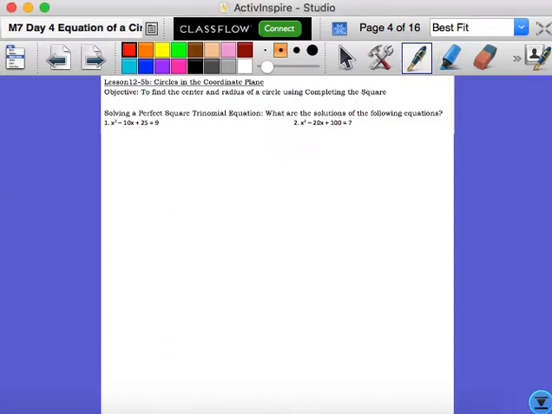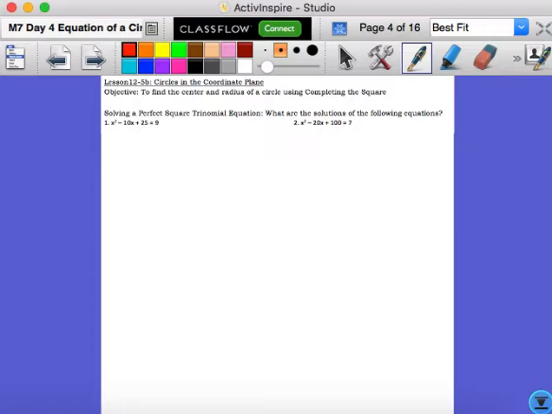Today we're going to be looking at the equation of a circle. But before we do that, there's a concept that we're going to need to understand called completing the square. And so we're kind of going to go about this a little bit backwards at first. We're going to go back and review some previous skills, and then we're going to talk about how this applies to a circle. So the objective here is to find the center and the radius of a circle using the completing the square method.